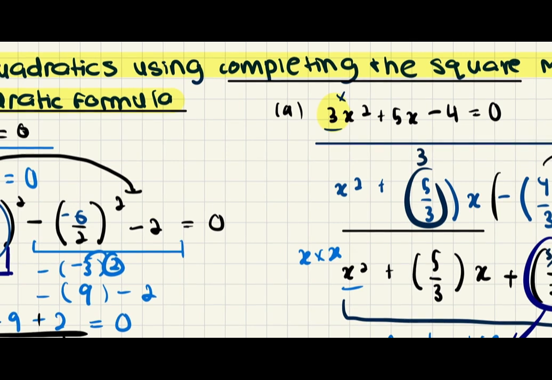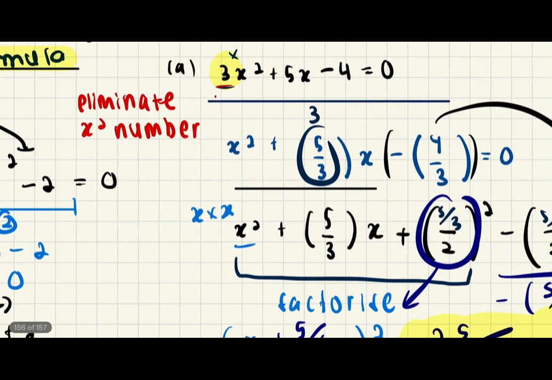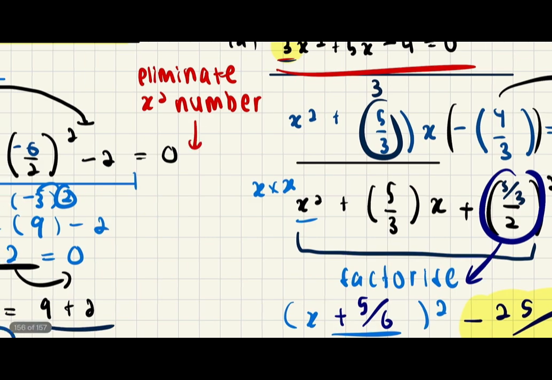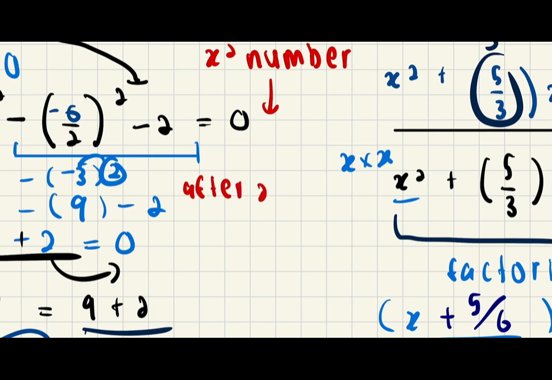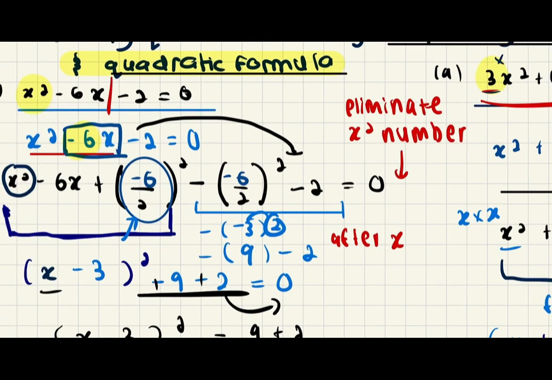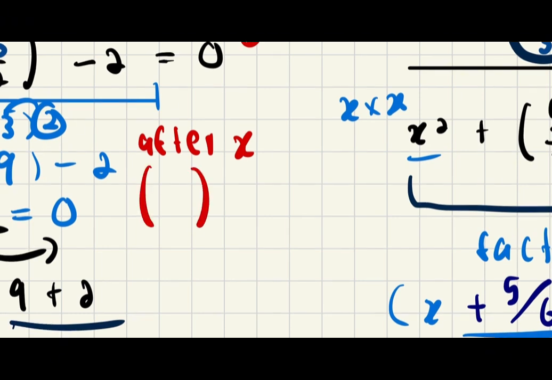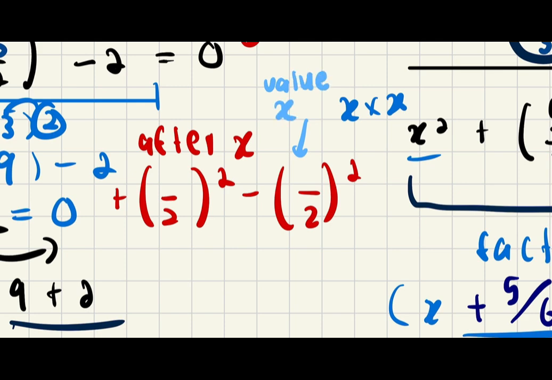Okay, so first, you eliminate the x squared number. Okay, if there's a number in front of the x squared, you eliminate it by dividing the whole equation with that number. Then what you do, you open the brackets after the x. So we know after the x, you put bracket squared plus first and then minus bracket squared over 2, up here is the value of x.